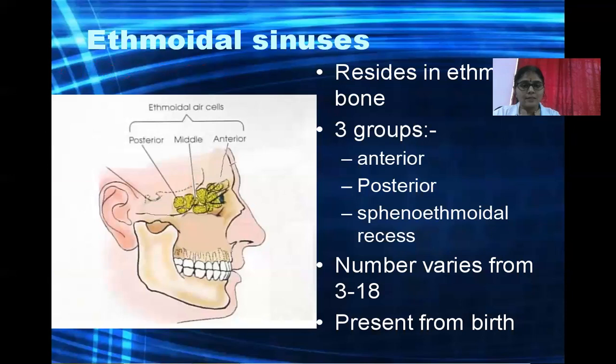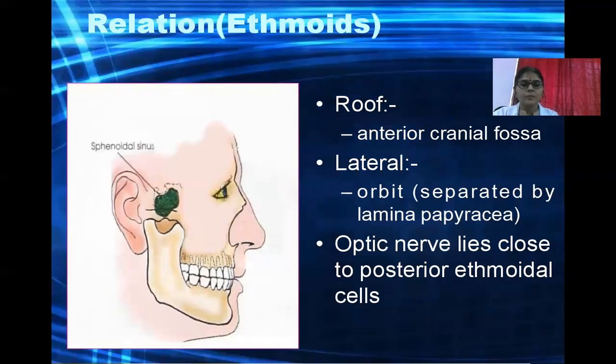The ethmoid sinuses reside in the ethmoid bone, and there are three groups of ethmoid sinuses. They are anterior, middle, and posterior. And it varies from 3 to 18. There are multiple ethmoid sinuses, and they are present from birth. So the roof of the ethmoid sinus is formed by the anterior cranial fossa.